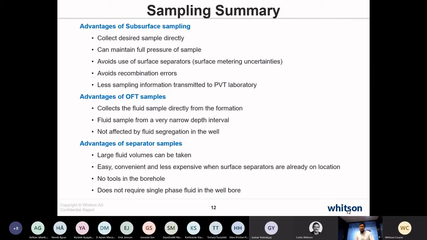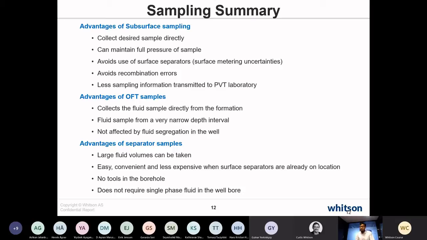Okay, so I think this is just the summary. What are the advantages of subsurface sampling? We can collect the desired sample directly from the formation we need, and maintain full pressure of the samples. You can avoid using surface separators. No surface metering is needed, because in separator samples, one of the issues is the uncertainty in the gas rate and the oil rate measurement.